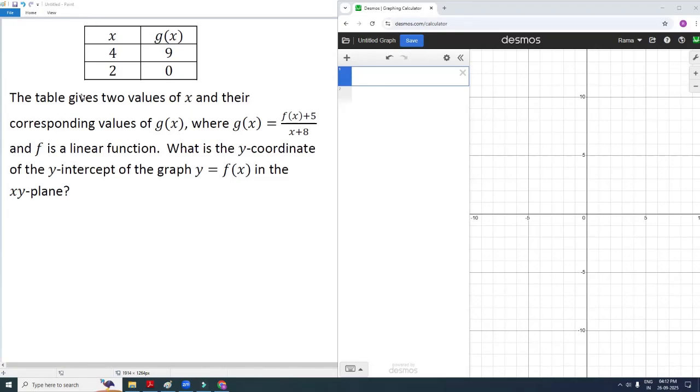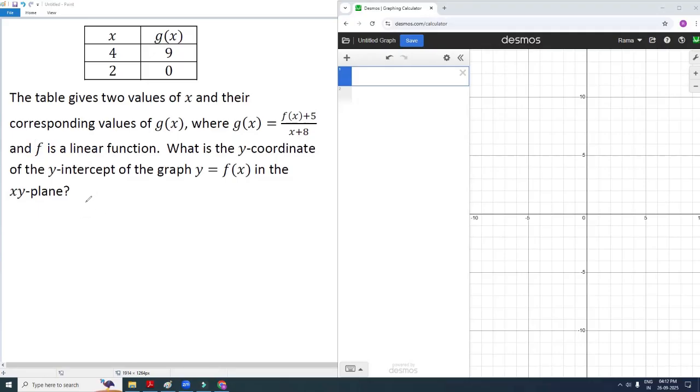Here we have a SAT math problem. Okay, let's go to the question. The table gives two values of x and their corresponding values of g of x, where g of x equals f of x plus 5 over x plus 8, and f is a linear function. What is the y-coordinate of the y-intercept of the graph of y equals f of x in the xy plane? Okay, using the given information, we have to find the y-coordinate of the y-intercept of the linear function f.